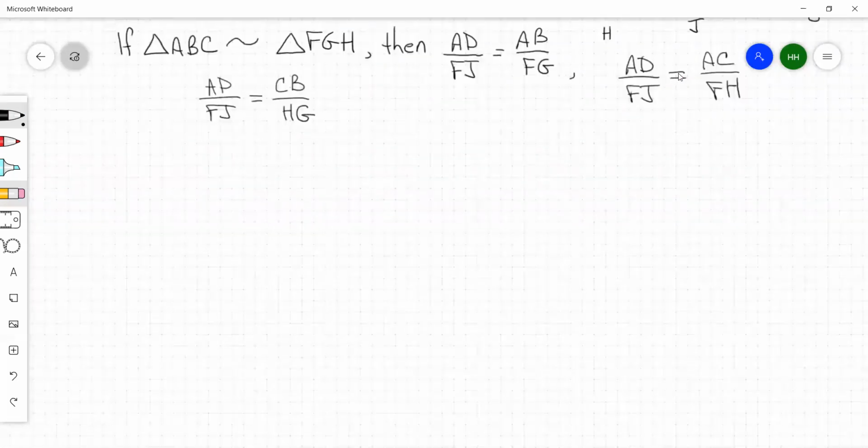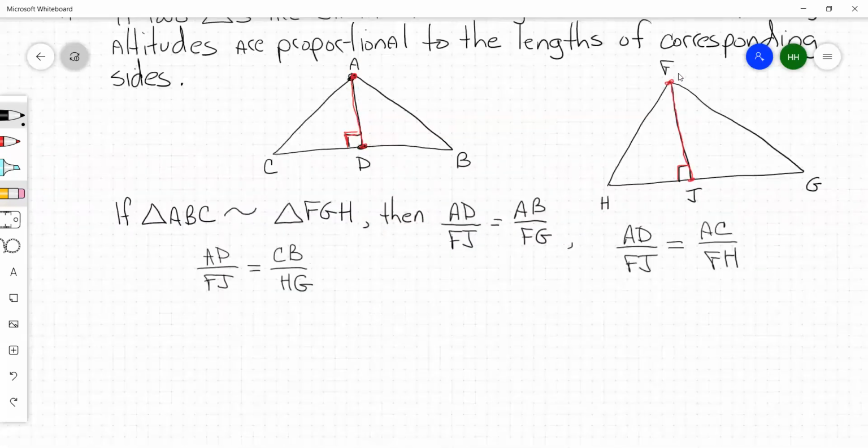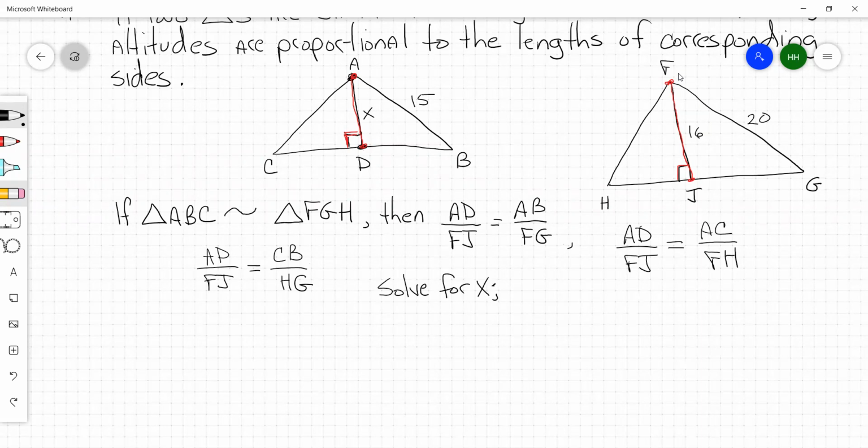So let's do one of these. Let's say that we got a 16 and a 20 right here. 16 and 20. X and 15. All right, so in order to solve for X, we would write a proportion. We would say that X over 16 is equal to 15 over 20.